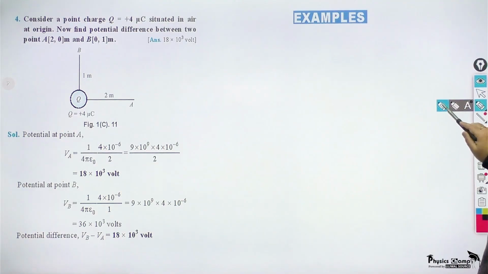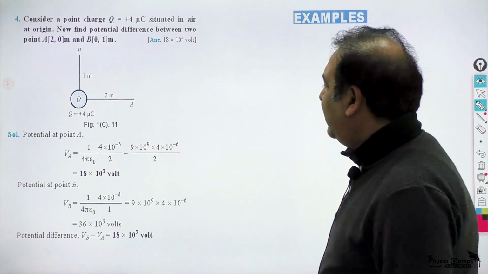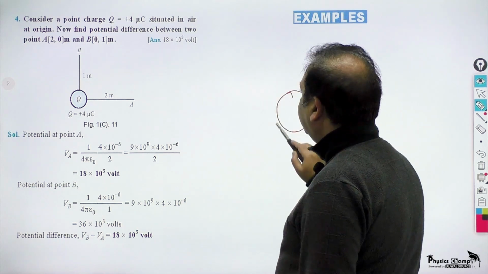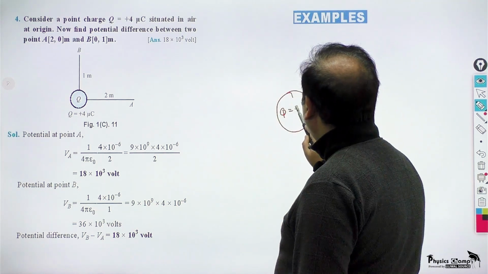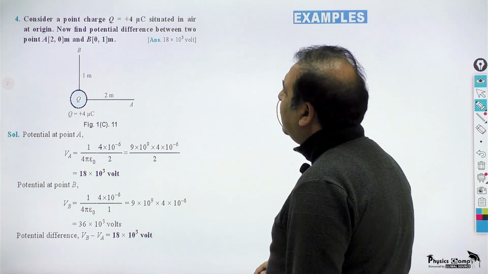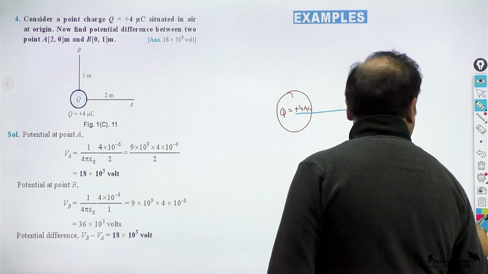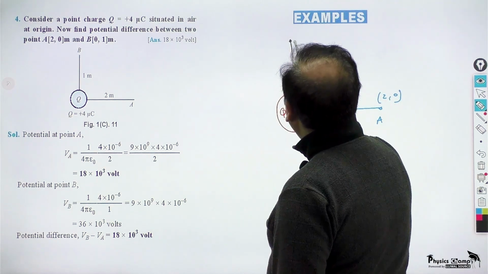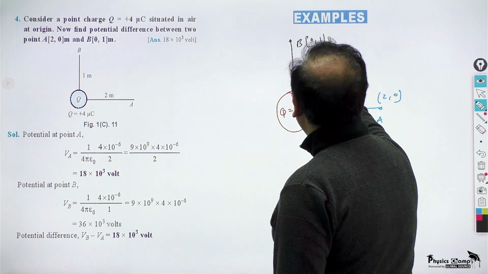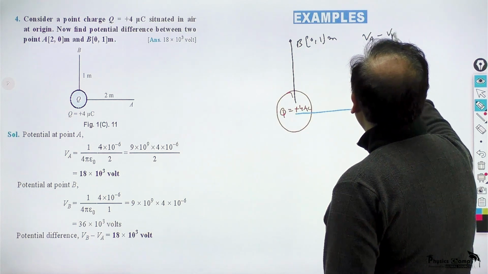And now I would come to question number 4. Very simple, interesting question. You can do it in a minute. There is a point charge Q which has a value plus 4 microcoulomb and it is situated at the origin. Now find the potential difference between 2 points. There is a point A here with coordinates 2, 0 and a point B here with coordinates 0, 1 meter. It means what is the potential difference between A and B? This is what is required.